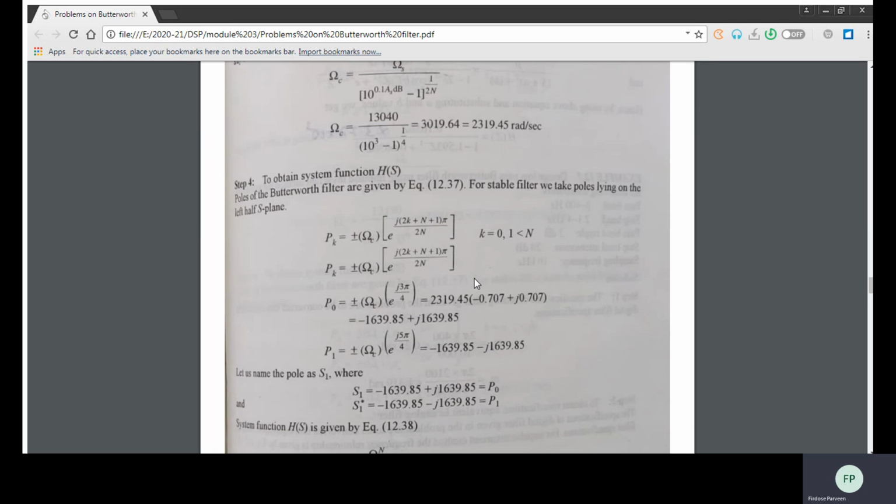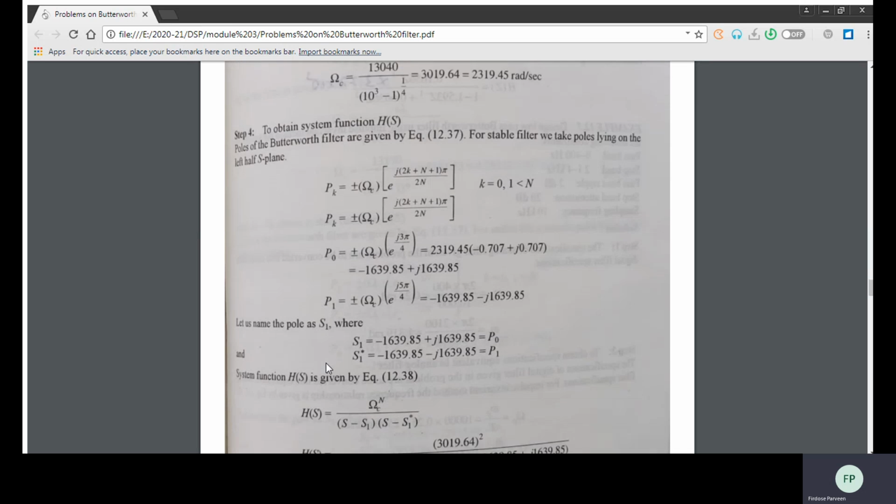So next, to obtain system function H of s, pk is equal to plus or minus omega c e to the power of this value. So p0 you calculate, p1 you calculate. So p0 is nothing but s1, p1 is nothing but s1 conjugate. So substitute, you will be getting H of s. Okay. So this way you will be getting H of s. So this one will be, this is a, this is minus b. This is a, this is plus b. So a minus b into a plus b, you can take it as a square minus b square.